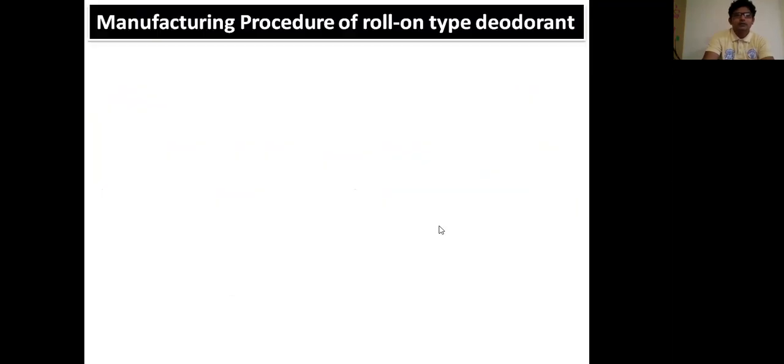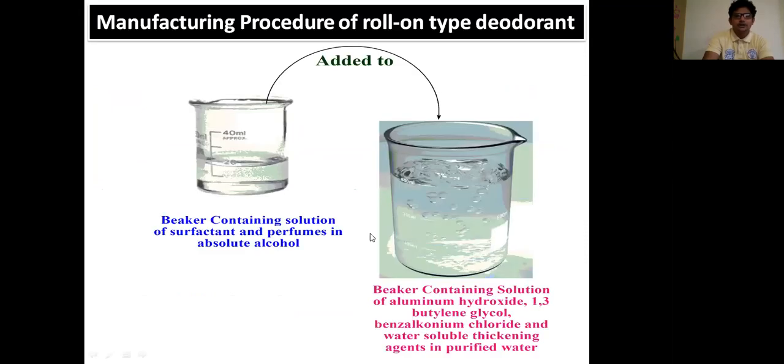This is the manufacturing procedure of the roll-on type explained in a picture. This is the beaker containing a solution of aluminum hydroxide, 1,3-butylene glycol, benzalkonium chloride and water soluble thickening agent in purified water, and to this solution we have to add another solution present in a beaker containing a solution of surfactant and perfumes in absolute alcohol. When these solutions are mixed together, it will form a roll-on type deodorant. So this procedure is explained here.